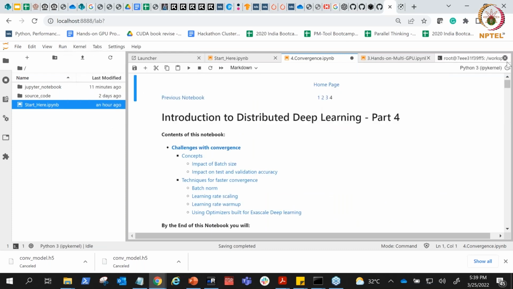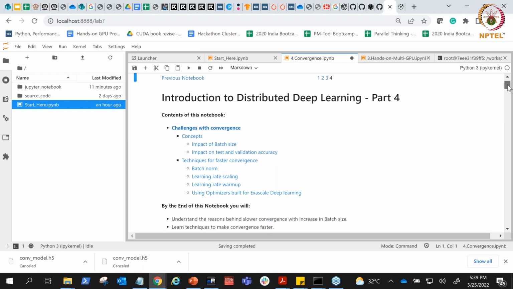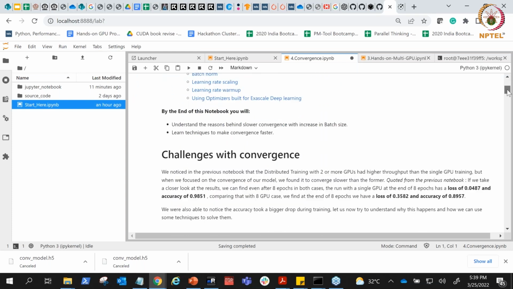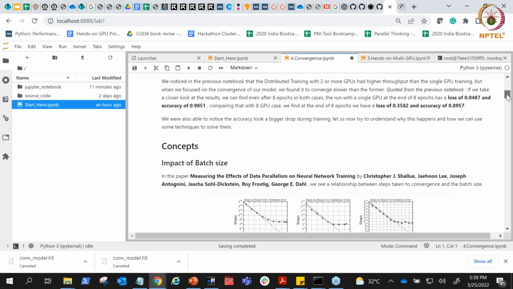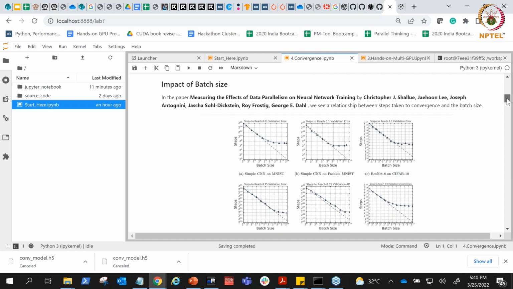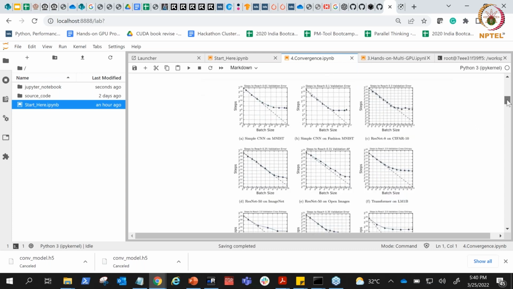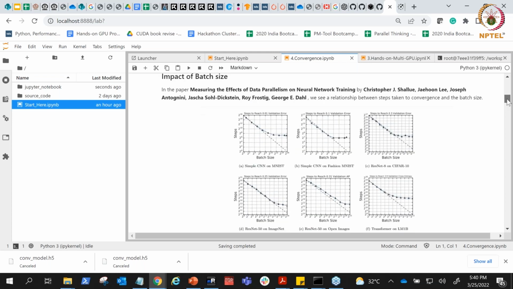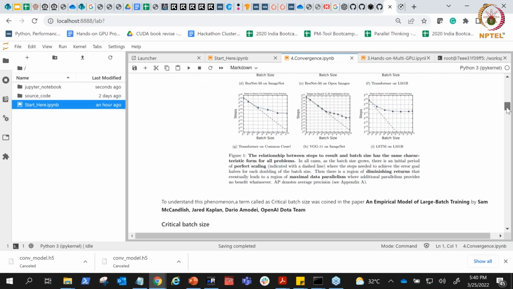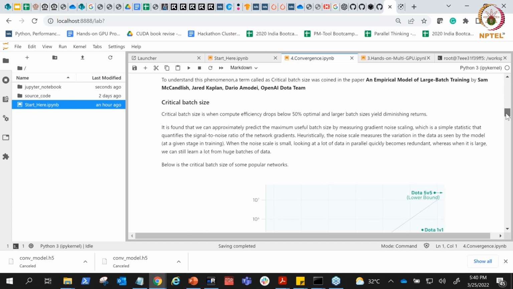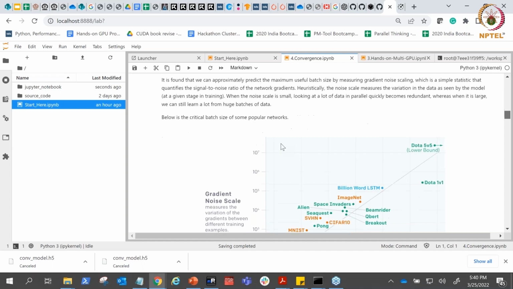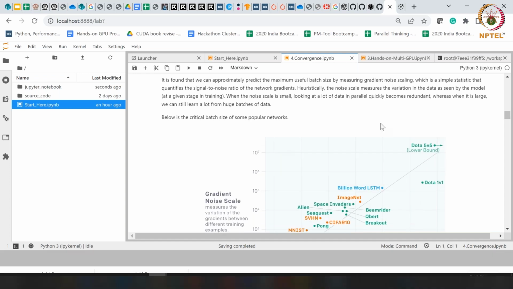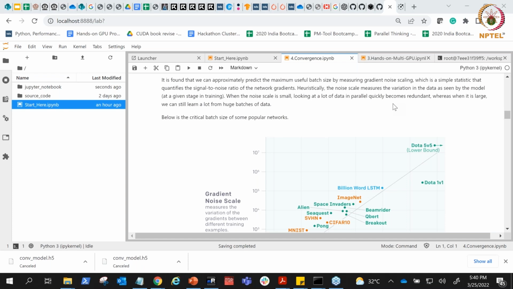Yeah, so at least my kernel is running now. We already talked about the challenges with the conversions that we saw in the last era, and we also talked about the impact of the batch sizes. In the paper, you would see the impact of it, and you would have references to all of these papers in general. So you don't need to worry about it. You will get references. You can download these papers and also refer to them.